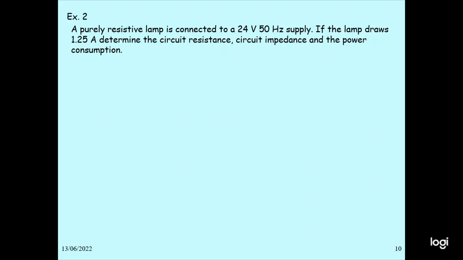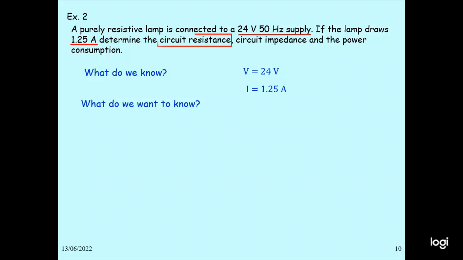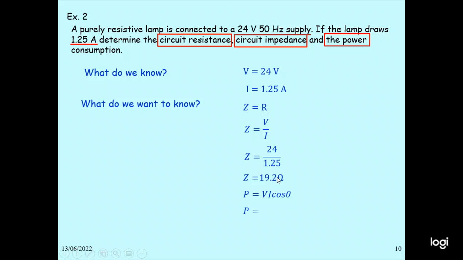A purely resistive circuit is connected to a 24 volt 50 Hz supply. It draws 1.25 ampere. Determine the circuit resistance, circuit impedance, and power consumption. So what do we know? In this case, our voltage is 24 volt, current 1.25 ampere. What do we want to know? We want to know that Z equals R, Z equals V by I, and then power equals VI cos theta. So in this case, for the Z value you find 24 by 1.25, Z gets 19.2 ohm, and power equals 24 by 1.25 multiplied by 1, you get 30. This is what we got.